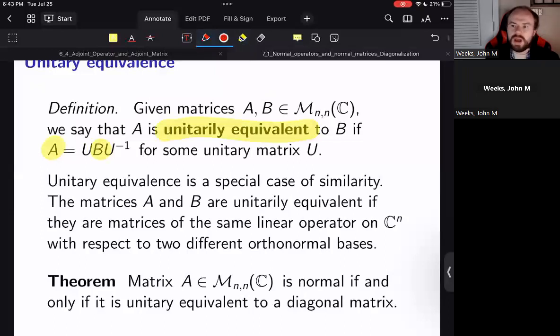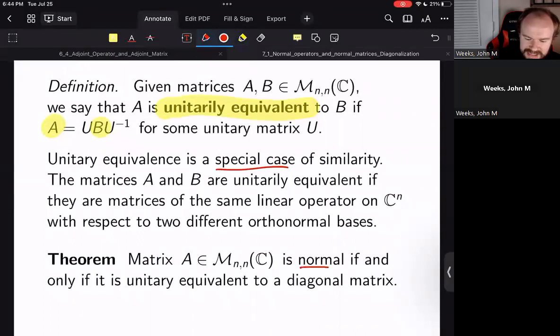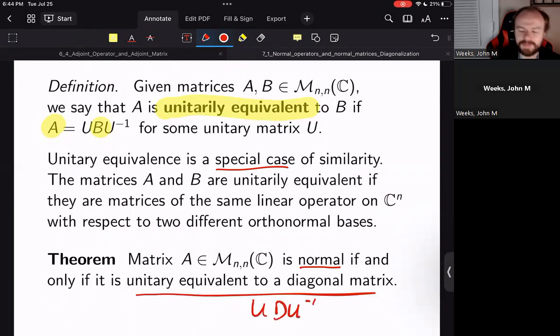Remember, we said before, we were looking at things like invertible matrices. But this is special because we're not only asking for these matrices to be invertible, we're asking them to be unitary, which means that its inverse is something special. It's the adjoint of the matrix, that those two things are the same. So our theorem here is that the matrix A is normal if and only if it is unitarily equivalent to a diagonal matrix. That's using part 3 of that theorem that allows us to write the matrix A as U D U inverse.